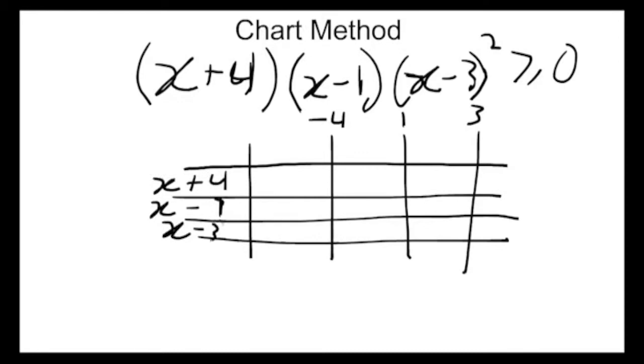So now we're going to put a minus sign for when the result of the factor is a negative number, when there is a number substituted in that is less than the root. For example, when I plug in a number less than -4 for the factor x plus 4, I get a negative number. So I put a minus sign here. If I plug in -4, I will get a 0, so I will put a 0 on the line. If I plug in a number greater than -4, I will get a positive result, so I will put a plus sign. Same with the rest of the roots.